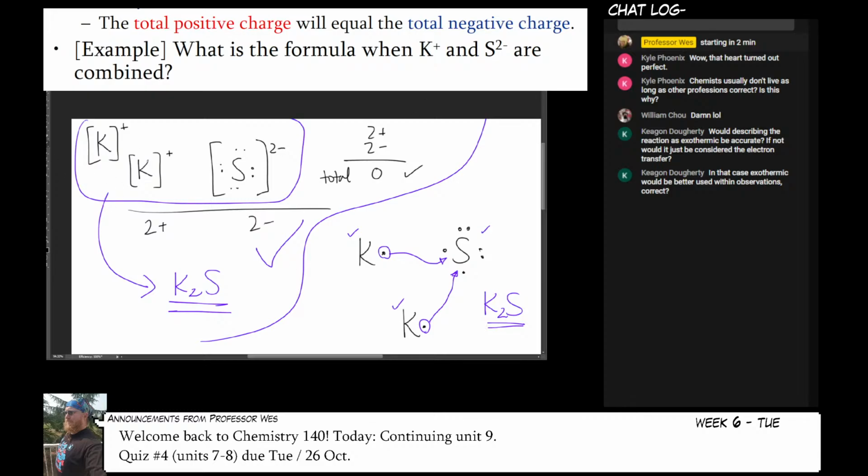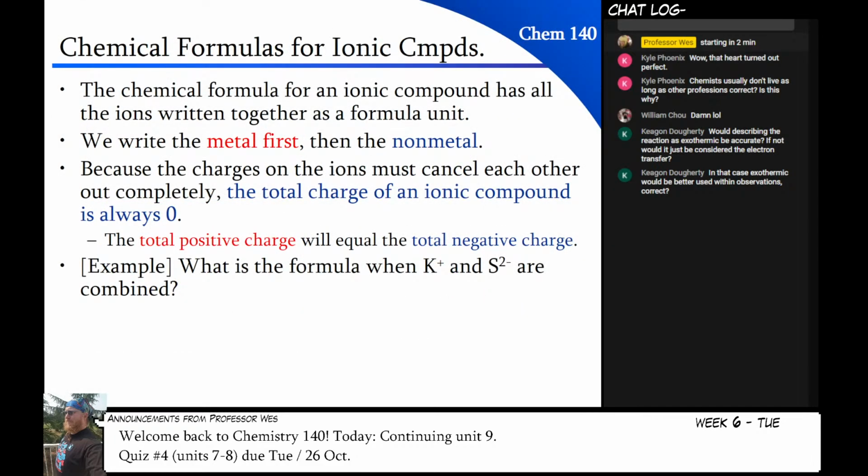Okay? Now, when you write the formula for a compound, and we're going to be writing a bunch of formulas here, the convention is that you put the metal first, and then you put the non-metal.